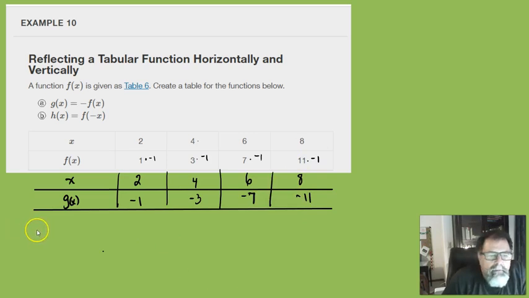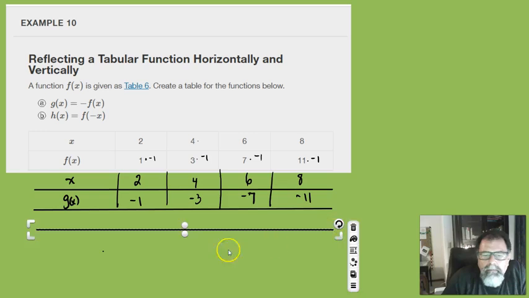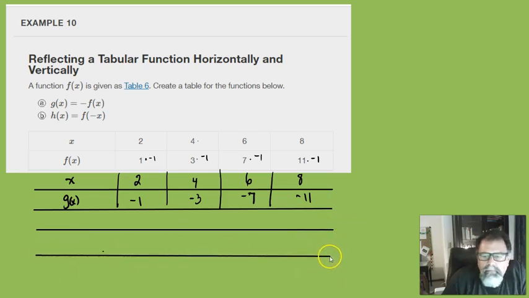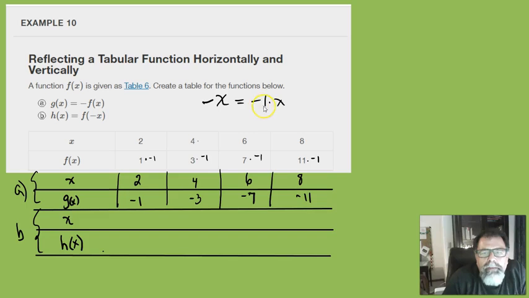Okay, so this is A. Now we're going to do B. x, h of x. Now h of x is f of negative x. So we do the negative times 1. Remember, the opposite of x means -1 times x. We're going to do the -1 times the input values.